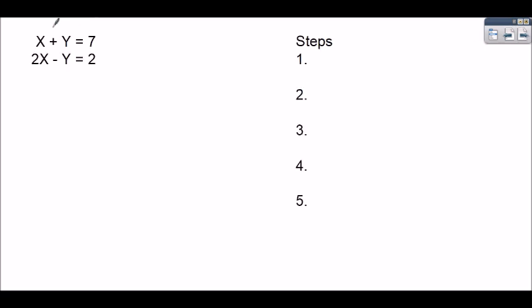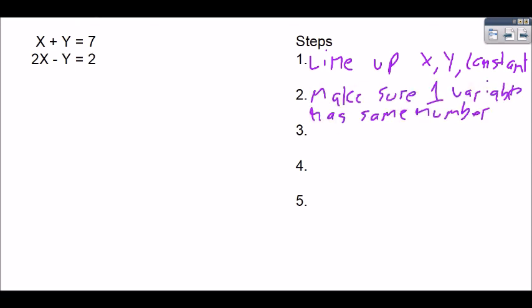The first step is to make sure that we line up x, y, constant. For this example, they've already done that for us. So the second step is to make sure that in front of one of our variables, it doesn't matter which one we choose, that they have the same number. So this has a 1 and a 2, this has a 1 and a 1. Alright, the next thing is after we make sure that they have the same number, we need to make sure that 1 is positive and 1 is negative.